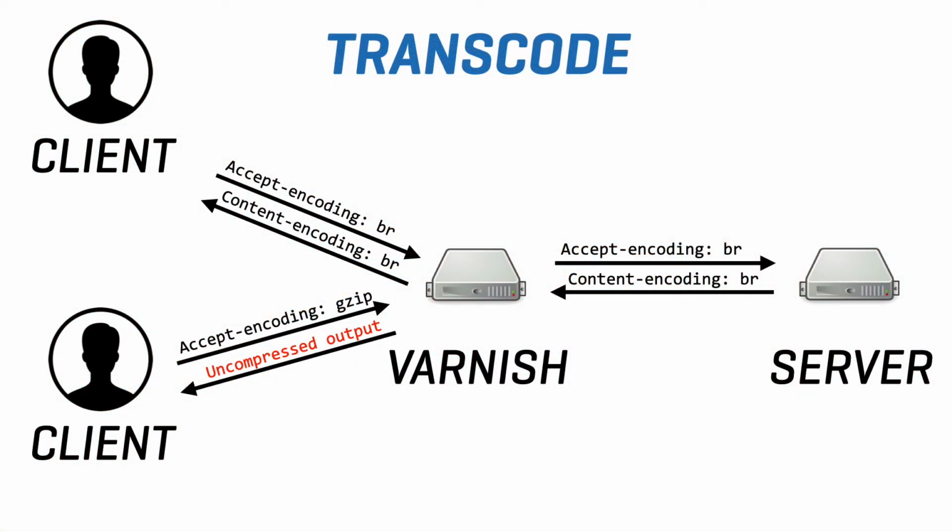While the flow for the first client will be identical to the previous example, the situation will be very different for the client that only supports gzip. Because we configured VMOD Brotli in such a way, we will not support gzip as a valid accept encoding format, and we won't transcode the object. This means no encoding will take place and an uncompressed plain text response will be sent back to the second client.